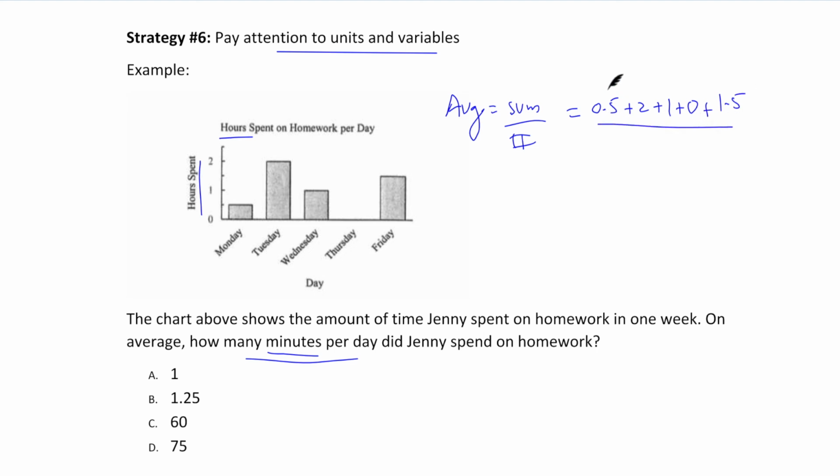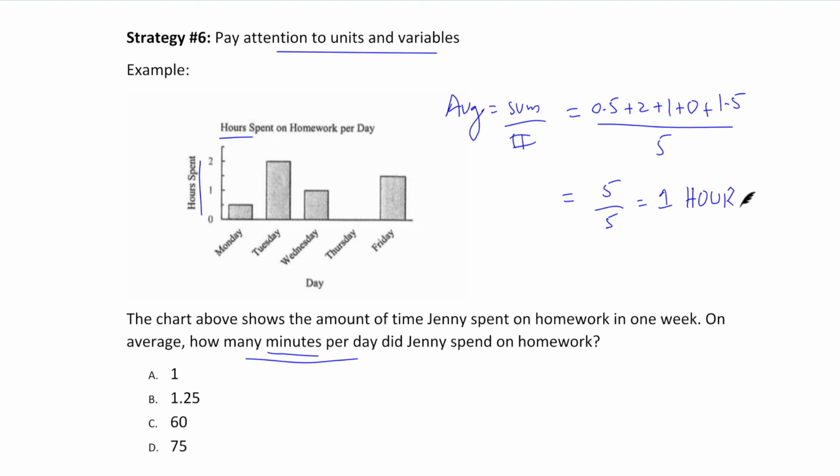And how many days do we have? 1, 2, 3, 4, 5. That's the average. If you don't understand the concept, it's completely fine. I'll cover all these topics in my later videos. 0.5 plus 2 is 2.5, plus 1 is 3.5, plus 1.5 is 5, so you've got 5 over 5. And we get 1. This is 1 hour.